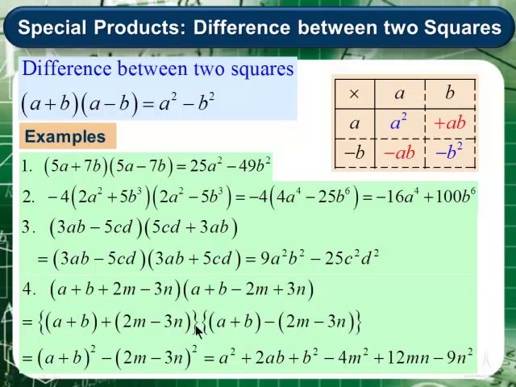And then we have only a sign difference between the two expressions, and that really fits the difference between two squares structure, and we can apply the same technique as before. In other words, take the square of the first unit or the first term as it is treated in this case, a plus b all squared, minus the second term 2m minus 3n all squared for the difference between two squares expansion of this particular product.